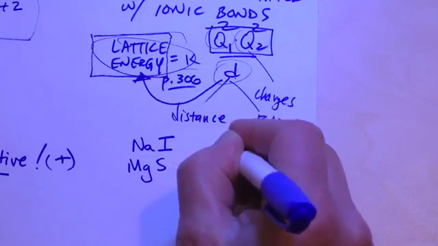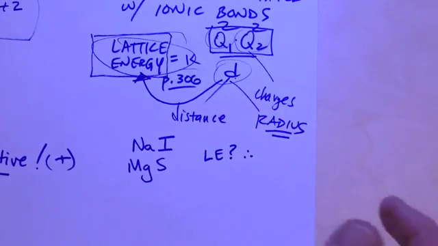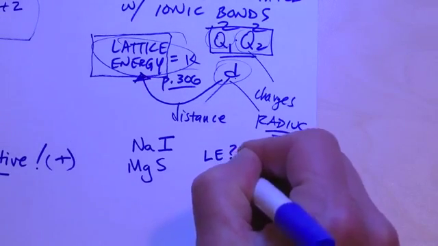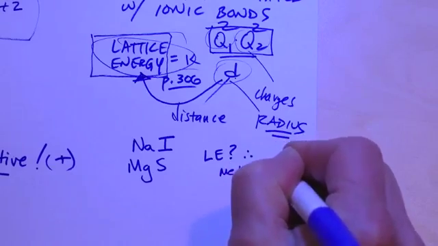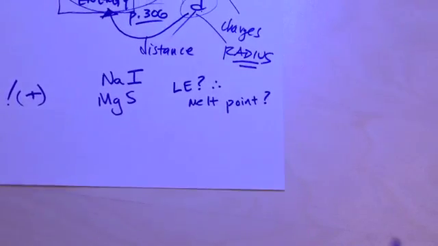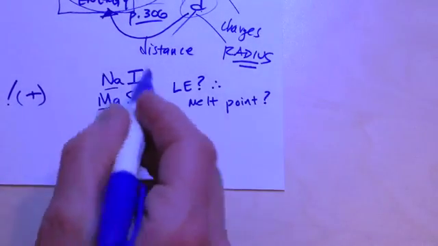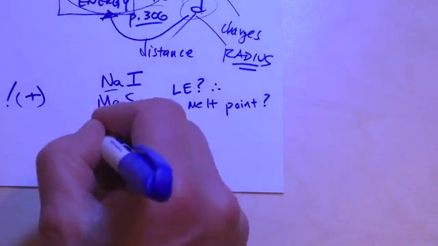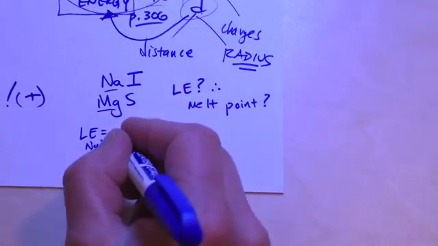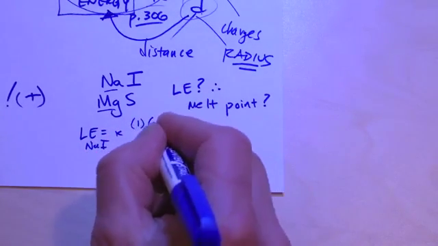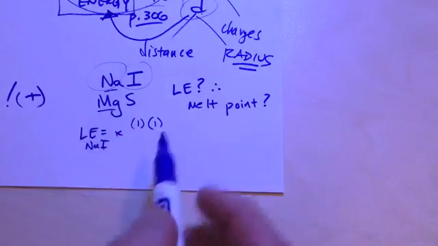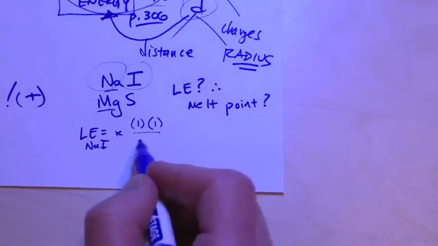Who has the greater lattice energy and therefore would have the greater temperature needed to melt these two salts? Well, you can tell they're both ionically bonded because they both have a metal and a nonmetal stuck together. And if you look at the lattice energy of these two, the lattice energy of NaI would be K times Q1 and Q2.